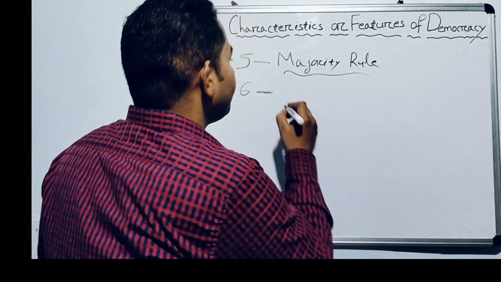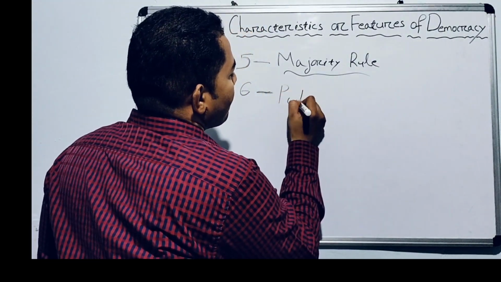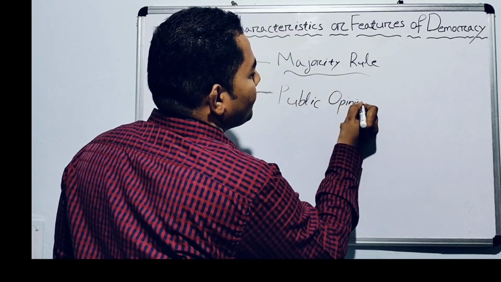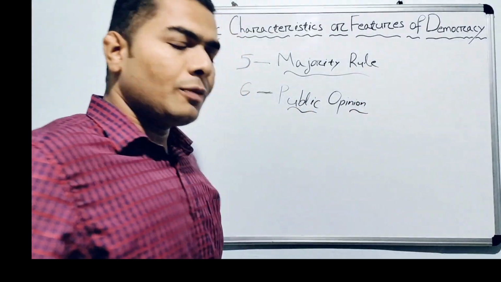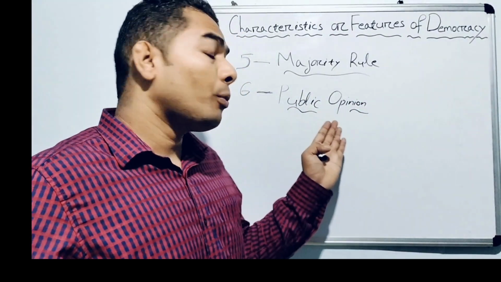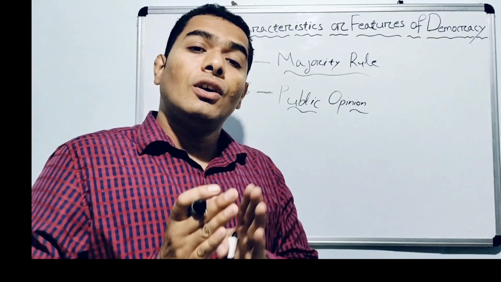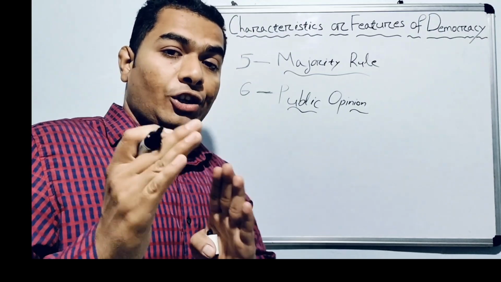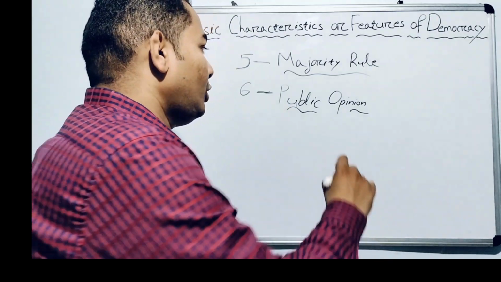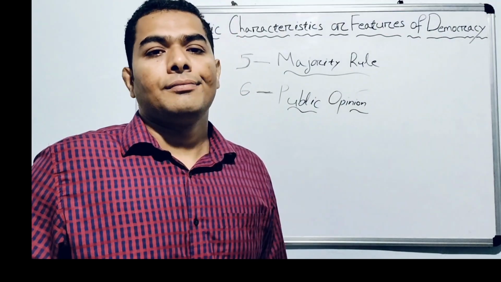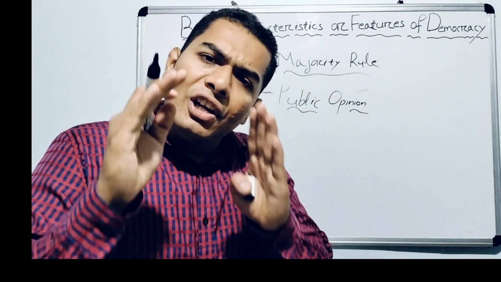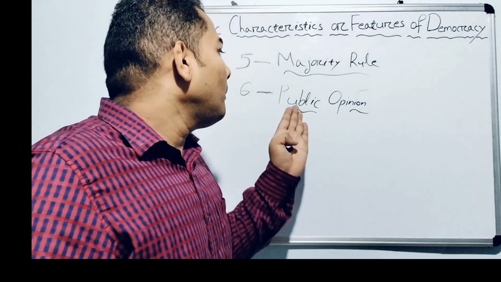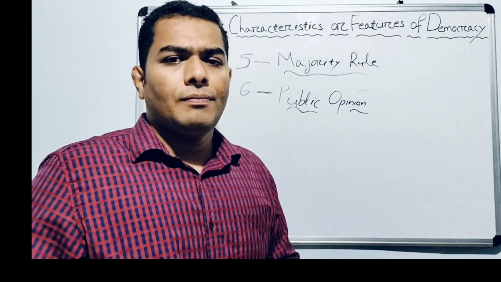public opinion. So what is public opinion? Public opinion means the opinion of the people. Here in democracy we find a government, and the government always gives priority to public opinion, because the government knows very clearly that it has got its power from the people, from the public, through elections, and there is periodic election.